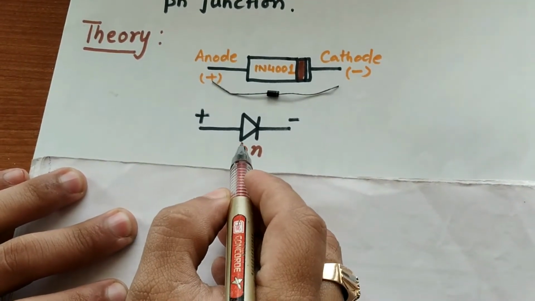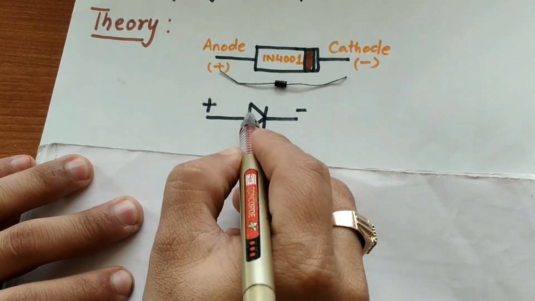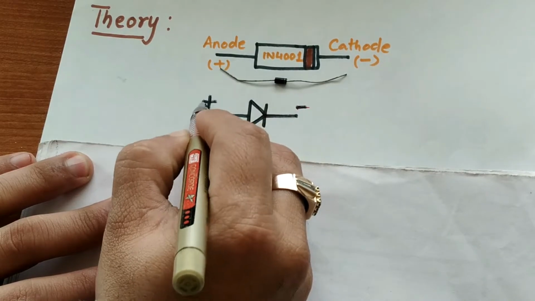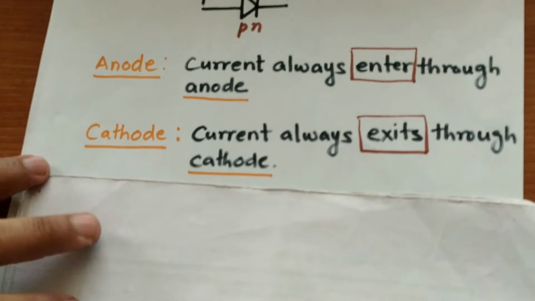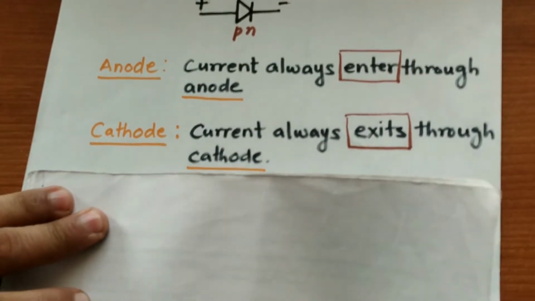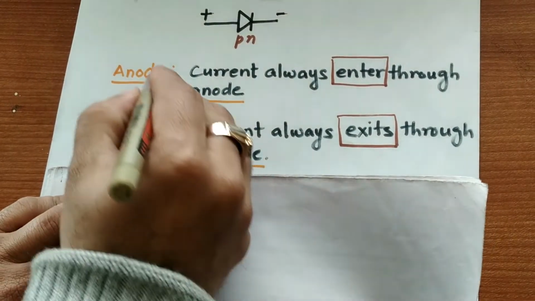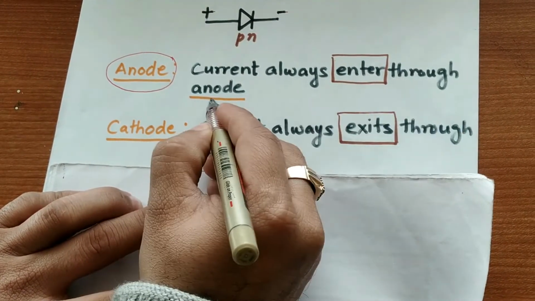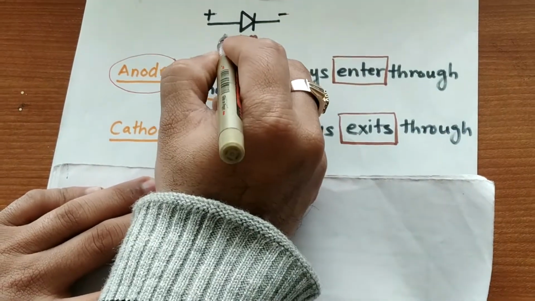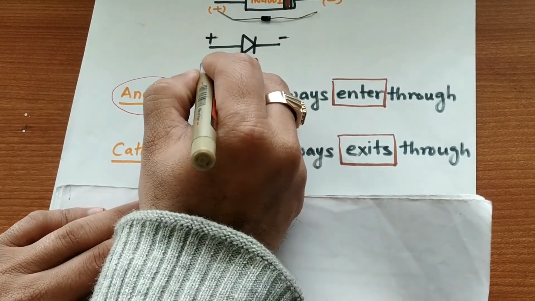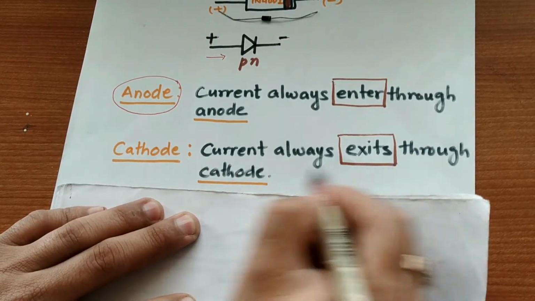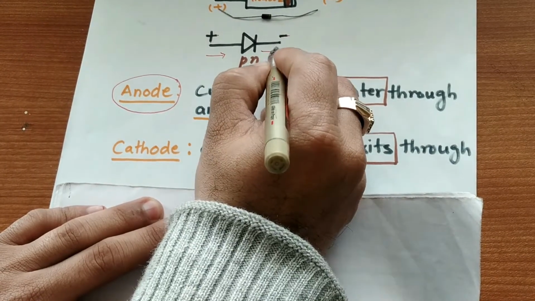The symbolic representation of this PN junction is like this. We draw it like this. This is the negative terminal and this is the positive terminal. As you are all aware, when we talk about the anode and cathode, current always enters through the anode. That means when we connect this diode, the current will enter through it, and current always exits through the cathode.